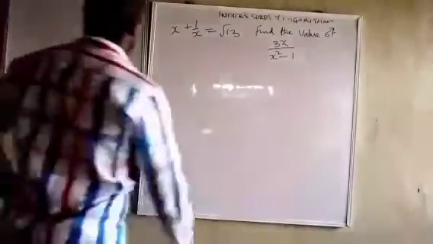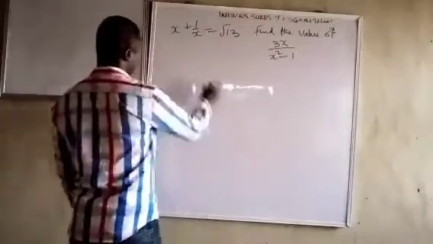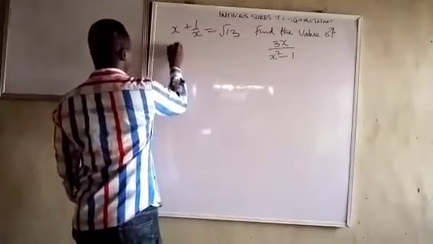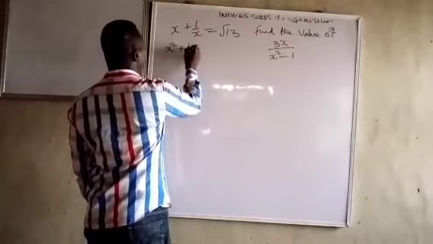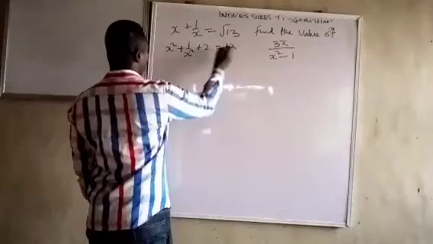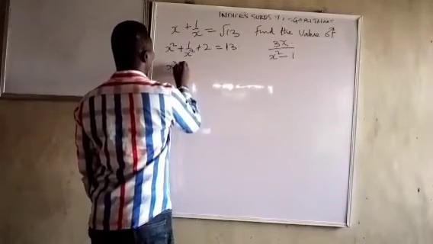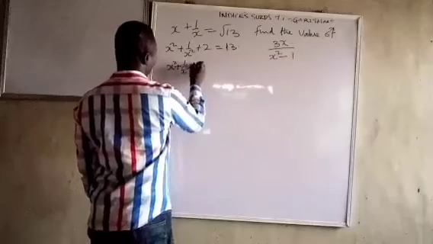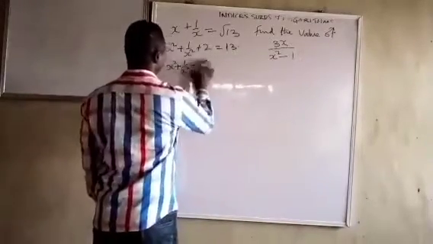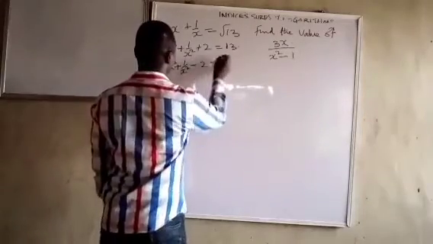So we have this question. x plus 1 over x equals root 13. Find the value of 3x over x squared minus 1. Now, if we square this, it's going to give us x squared plus 1 over x squared plus 2 equals 13. Therefore, x squared plus 1 over x squared minus 2 is equal to what? Is equal to this.